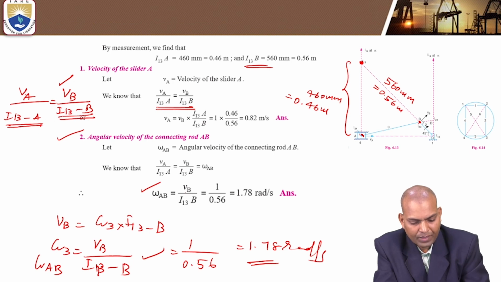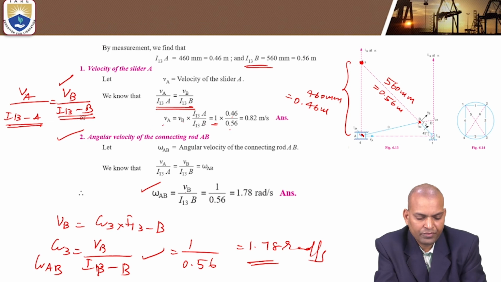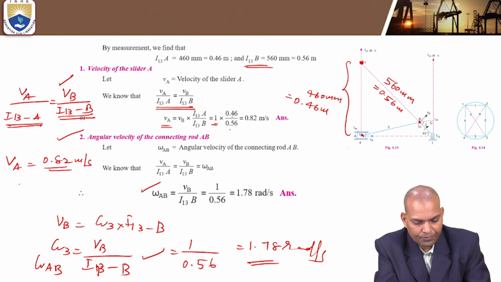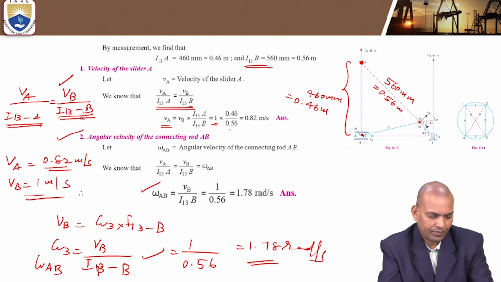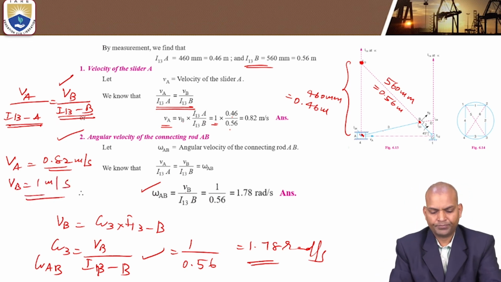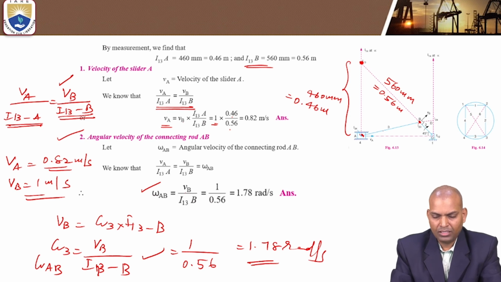Now VA equals VB times I1,3A 0.46 by I1,3B 0.56. Then what is VA, the velocity of the slider? VA equals 0.82 meter per second. And VB equals 1 meter per second. In that manner, we can calculate the unknown linear velocities and angular velocities of the various links of a given mechanism.